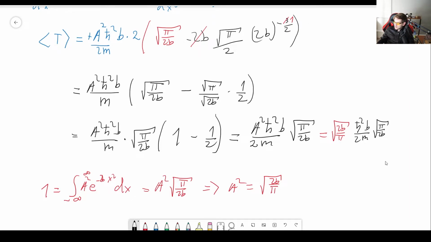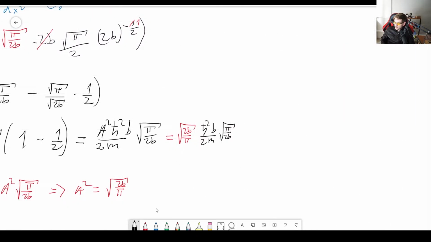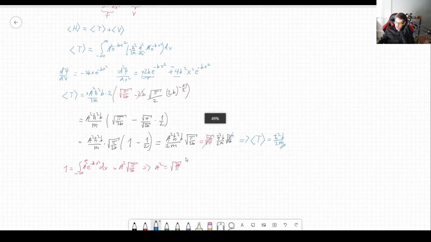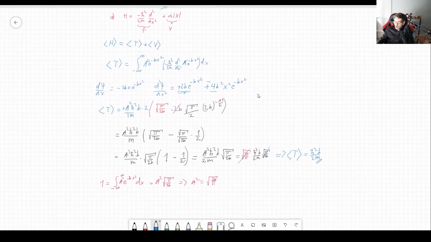So as we can see, this whole thing, right, they just cancel each other out. So we get that the expectation value for the kinetic term is h bar squared times b over 2m. It of course depends on b. We'll have to find the value of b that minimizes the total energy. Okay, so that is the kinetic part.